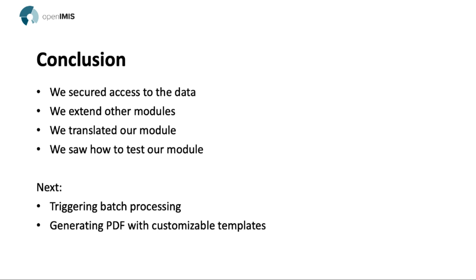So, what did we learn in this video? We saw how to secure the access to the data, make sure that only the users that are allowed can see their specific data. We have seen how to extend other modules, how to make sure that security also is applied on other modules. We translated our module to be in any language that we are going to deploy, and we saw how to do testing in the application. In the next video, we'll see how we can trigger a batch processing and how to monitor it, and we'll see how to generate PDFs with customization template for every country.